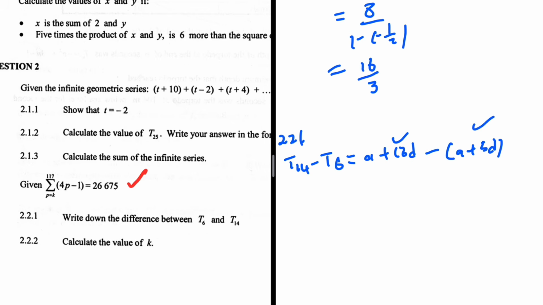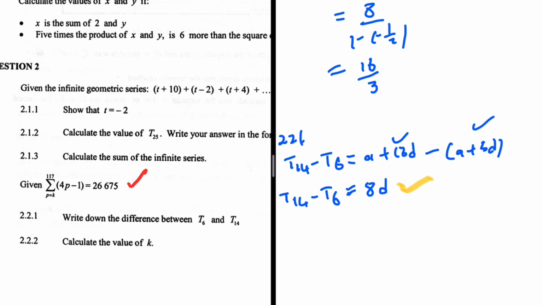Sticking to the basics. So T14 minus T6 will be equal to, A minus A cancels out, so we have 13D minus 5D, which will be 8D. So the difference between T6 and T14 is 8D. So can I find D?